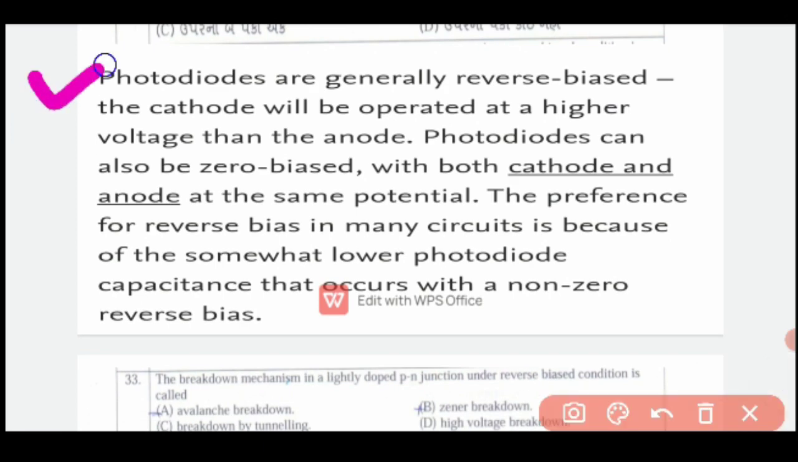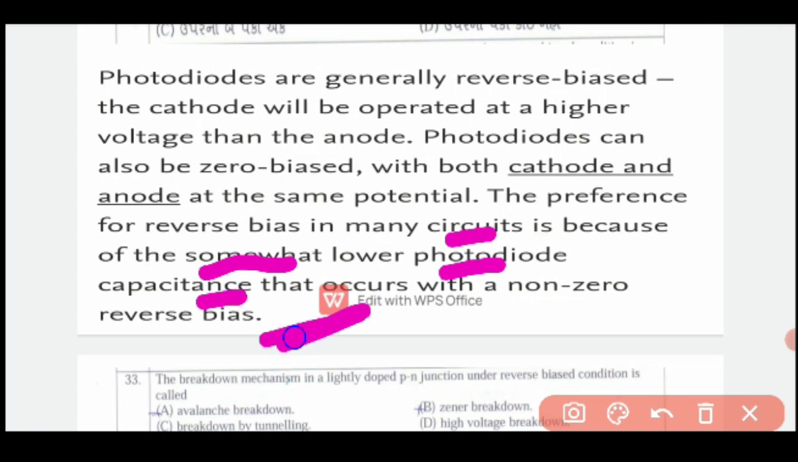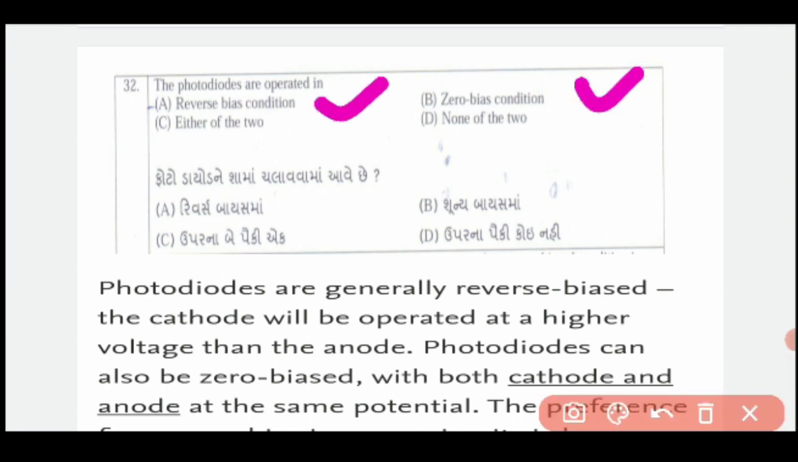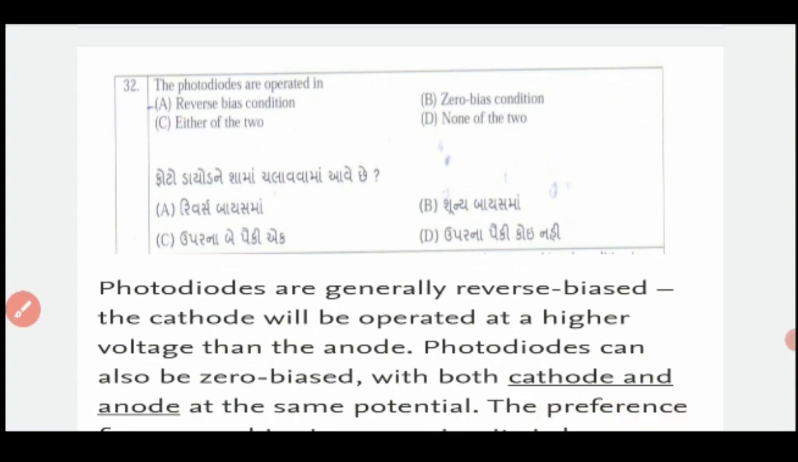Photodiodes are generally reverse biased, with the cathode operated at a higher voltage than the anode. The photodiode can also be zero biased, with both anode and cathode at the same potential. The preference for reverse bias in many circuits is because of the somewhat lower photodiode capacitance that occurs with non-zero reverse bias. Means the photodiode operates in both conditions, reverse bias condition and zero bias condition. Then the answer is C.